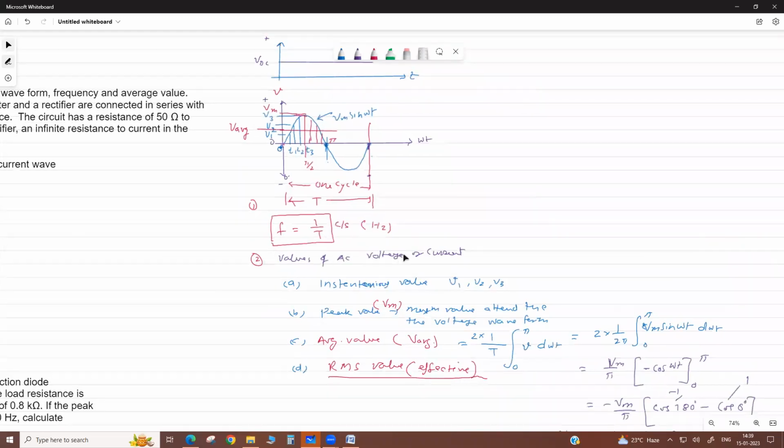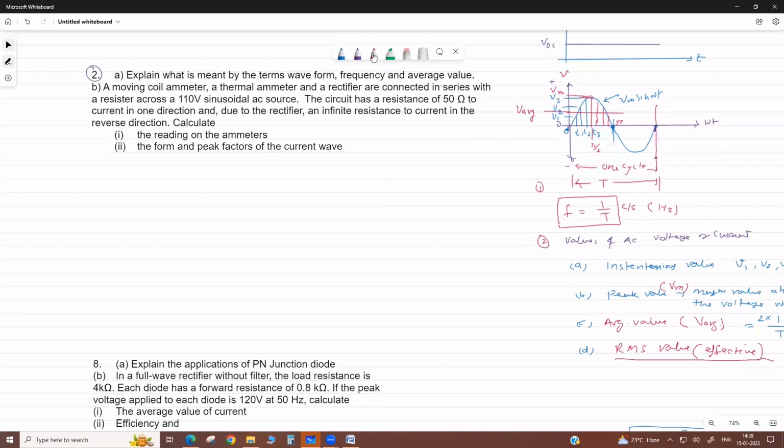Now come to this numerical part. A moving coil ammeter, a thermal ammeter, and a rectifier are connected in series with a resistor across a 110 volt sinusoidal AC source. If it is not written, please consider it as RMS, always RMS values. So he said that there is one load resistor.